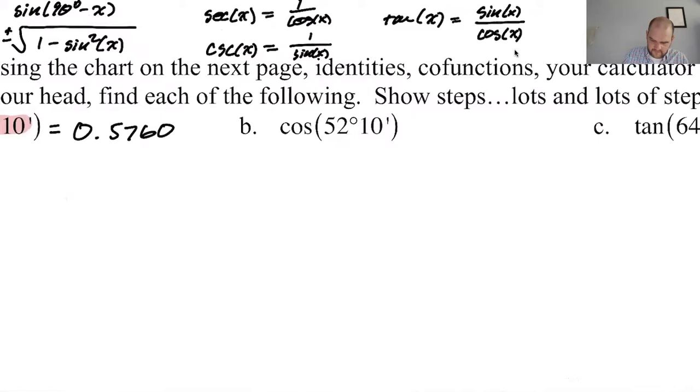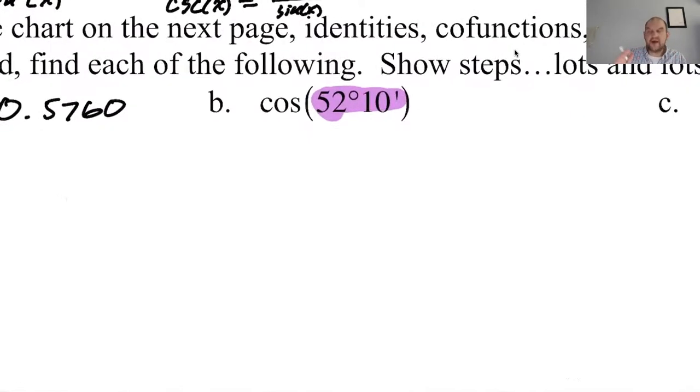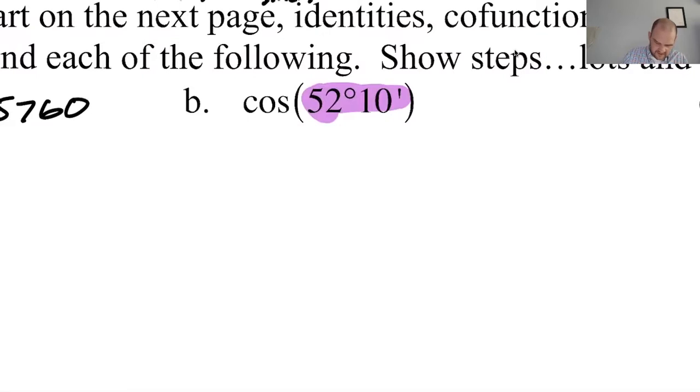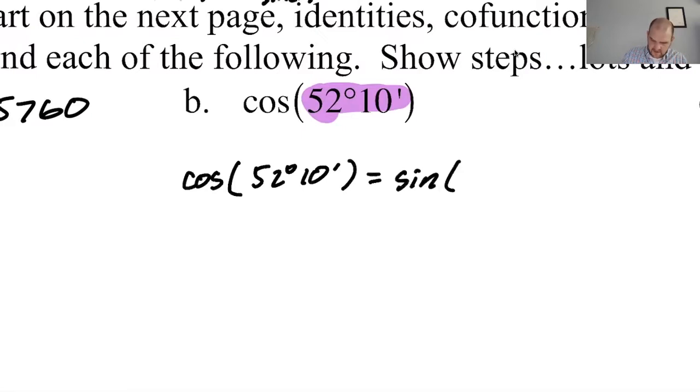So here, the angle is not working for us because the angle is not between 0 and 45. To deal with that, I'm going to use a cofunction identity. I'm most concerned with the angle. Once I have the angle right, I can use my other things to get to sine. I think the most important thing is get the angle right first. So the cosine of 52°10' is going to be equal to the sine. All right, so I need to do 90 minus 52°10'.